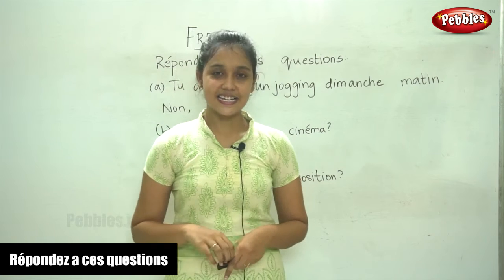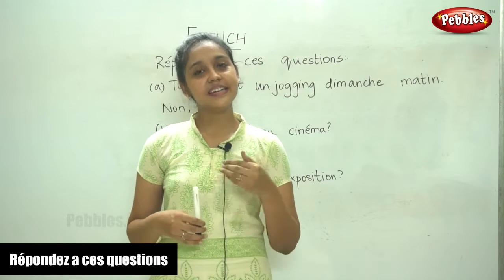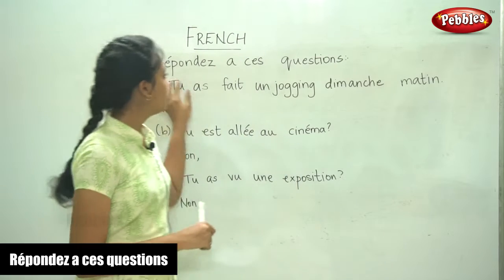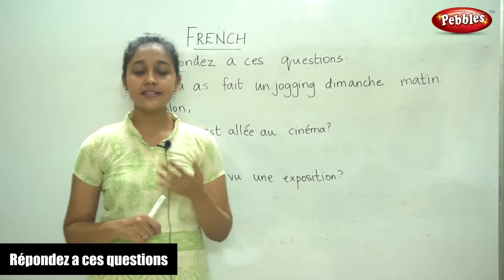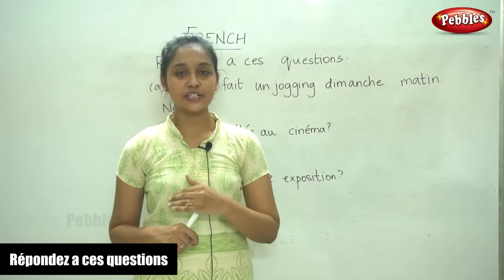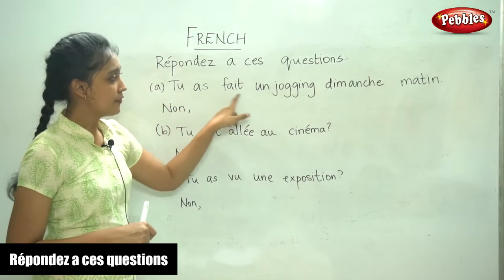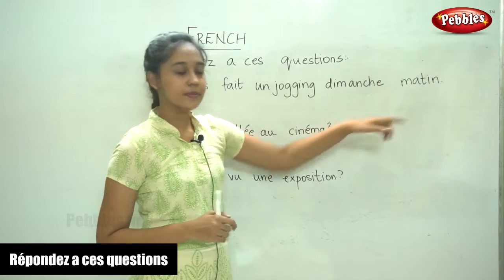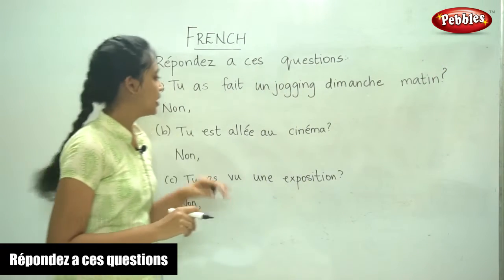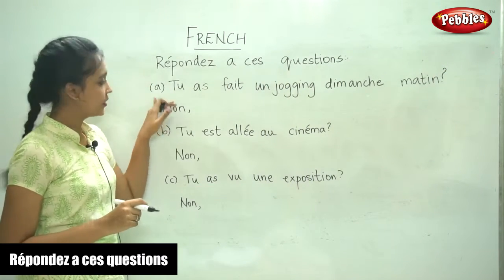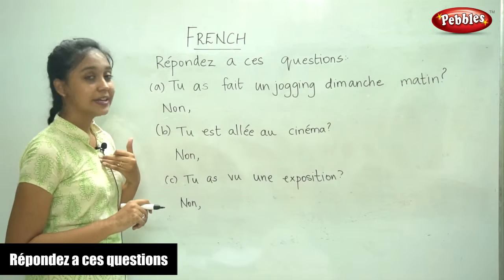In the next exercise, we are going to learn to write the passé composé in the negative form. So, répondez à ces questions. We are going to answer the questions in the negative form. The first question is, tu as fait un jogging dimanche matin? It is a question. The answer is no. And now, since the question has tu, your answer will be je.